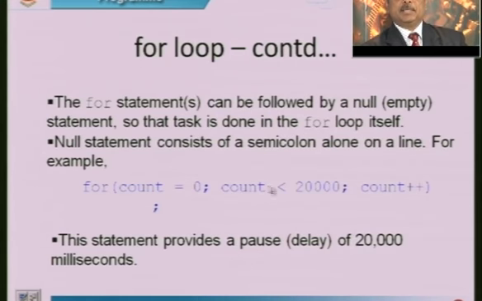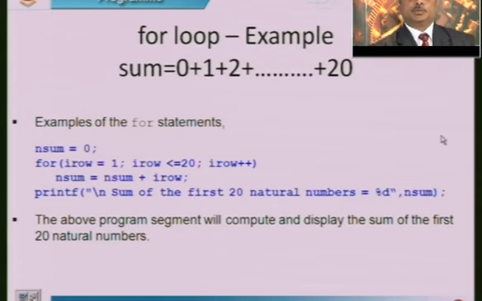Up to 20,000 milliseconds the same statement will be executed, and then the control will be jumped to the next statement. This is how you can introduce a delay in your program by putting the semicolon at the end. It will not give an error, it makes the statement executed as per your instructions. So this is another way the for statement is used.